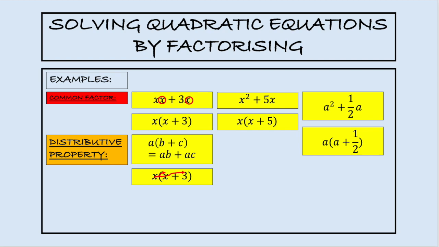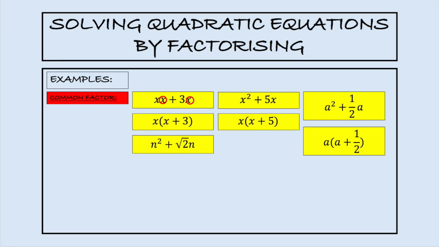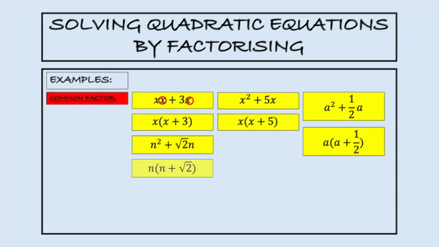Taking it one step further, we can have n squared plus root 2 times n. The root 2 might look slightly confusing. Fortunately, root 2 is not the common term in this expression. Rather, it is n. So we would bring n to the outside to form n times brackets n plus root 2.